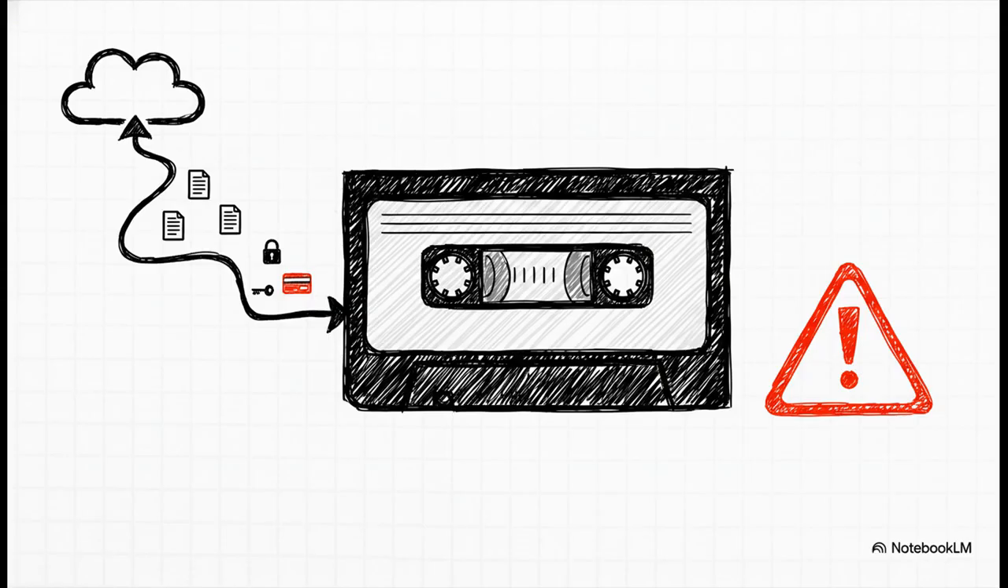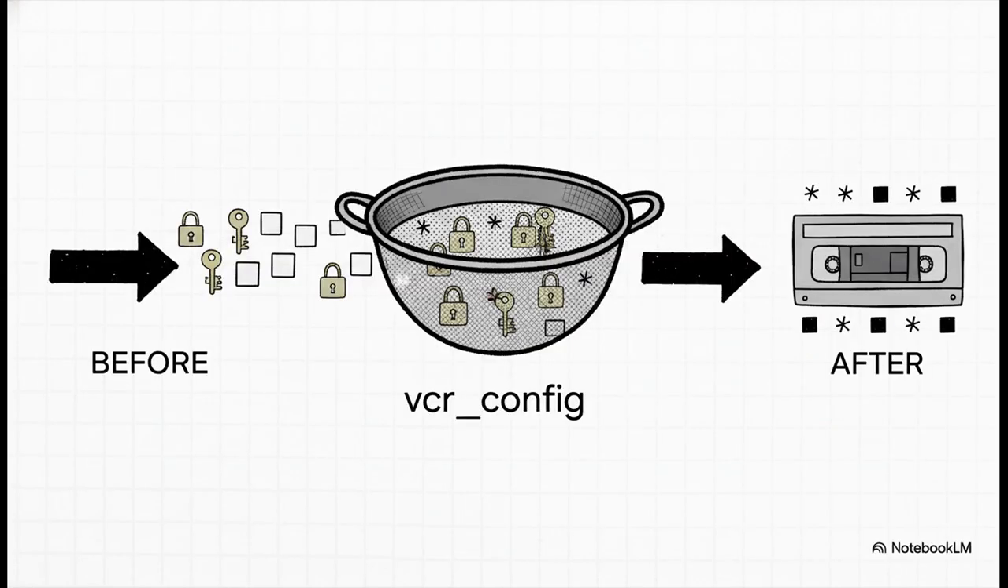VCR.py records everything. And I mean everything, including your API keys, your authorization tokens, all that sensitive stuff. And it saves it in plain text right inside that cassette file. That is a huge security no-no. But don't worry, there's a solution. VCR.py has really powerful filtering tools.